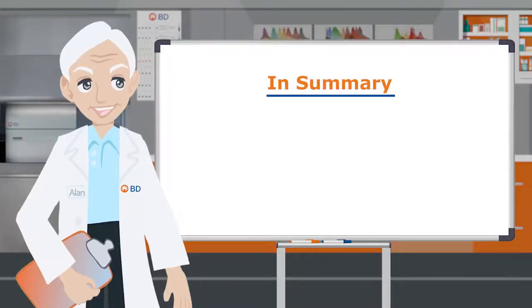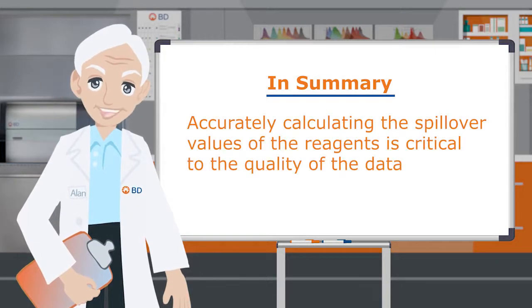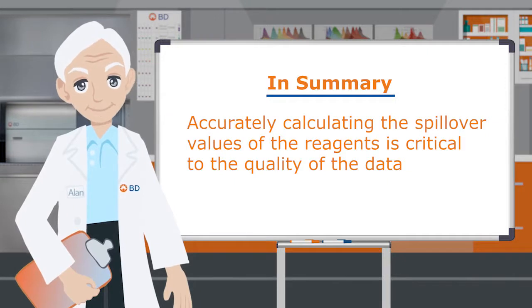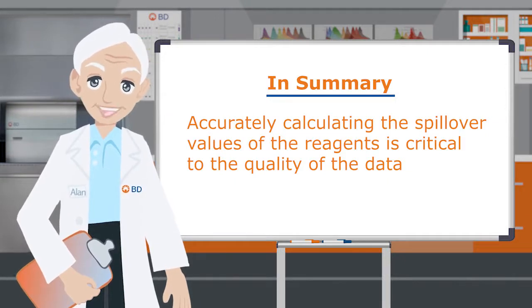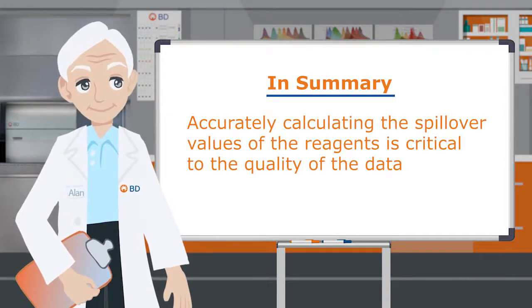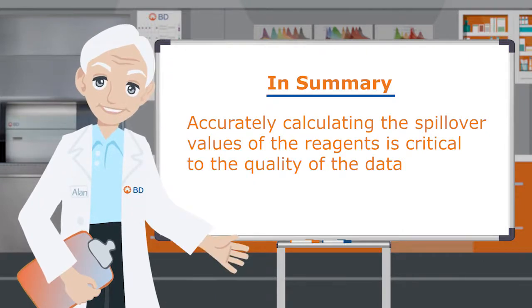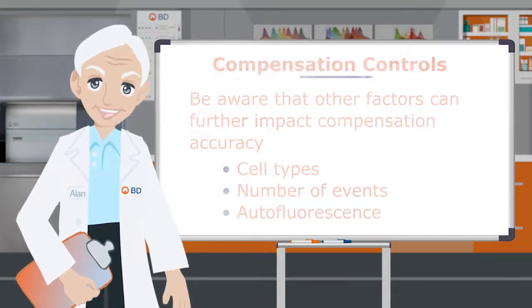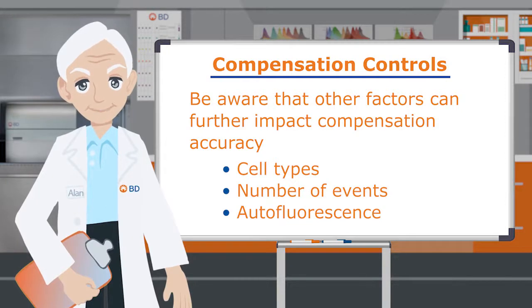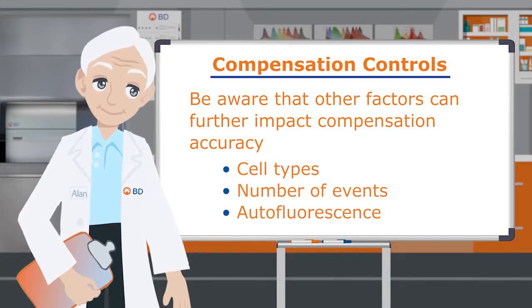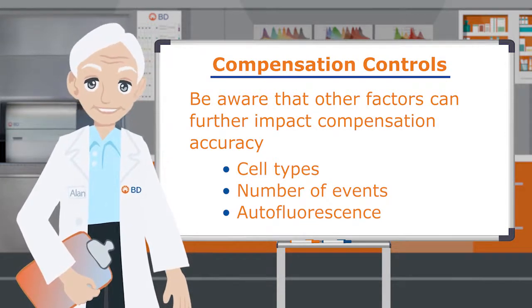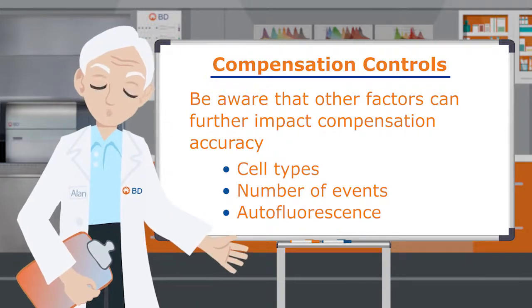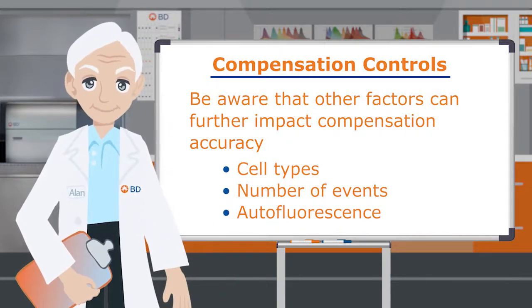In summary, accurately calculating spillover values of your reagents used in your multicolor assay is critical to the quality of the data from that assay. We have reviewed major sources of compensation errors. Be aware that other factors could also further impact compensation accuracy. By following the tips, tricks, and principles described here, you can maximize the overall quality of your multicolor assay.